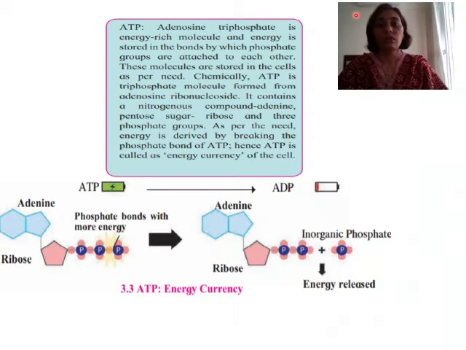So food is like the check that the cells receive and ATP is the cash that they can spend to do work. So I hope now you have understood this and we will try to understand the ATP ADP cycle in the next slide.